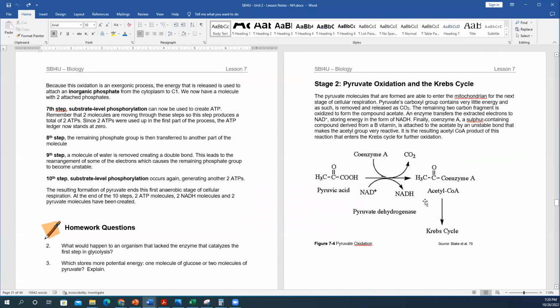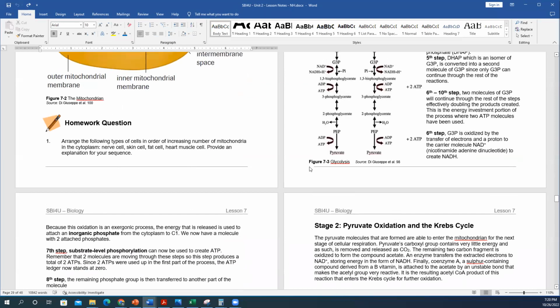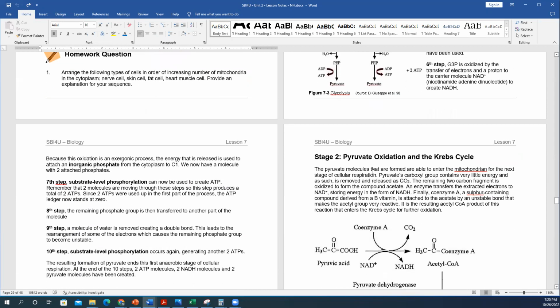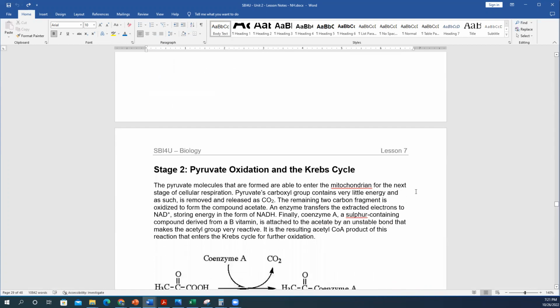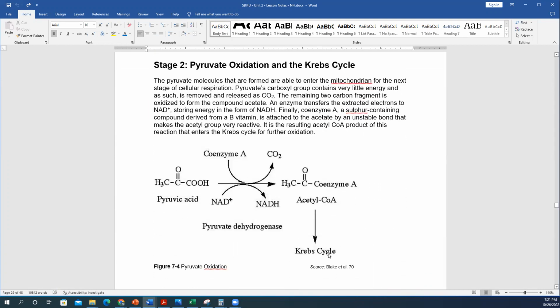Then it's important to know that the pyruvate molecules that are made at the end of glycolysis are then fed into the Krebs cycle once they are converted to acetyl-CoA and attached to this enzyme CoA.